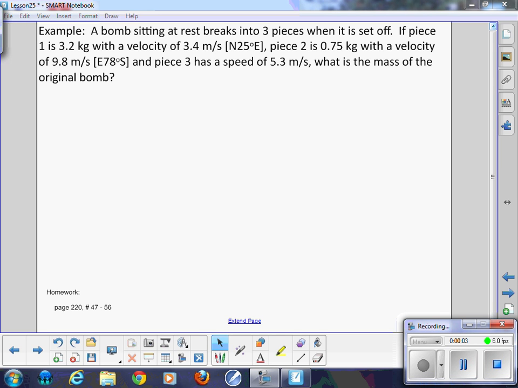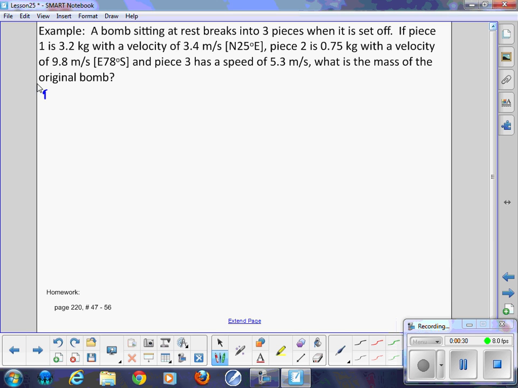All right, and our final example. So not exactly a cheery one, but this gives an idea of what's involved when forensic investigators look at incidents such as bomb explosions, how they recreate the situation. So a bomb is sitting at rest. It breaks into three pieces when it's set off. It then gives us information about each of the pieces. We want to know what was the original mass of the bomb.